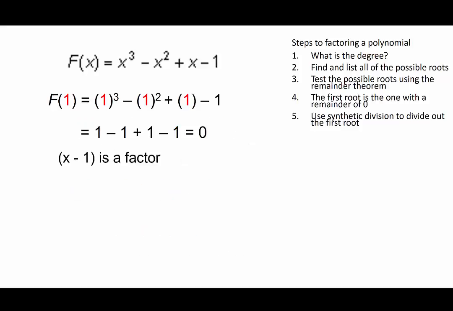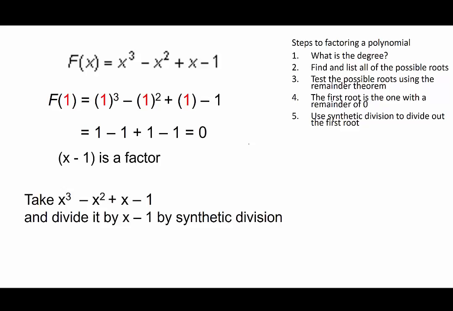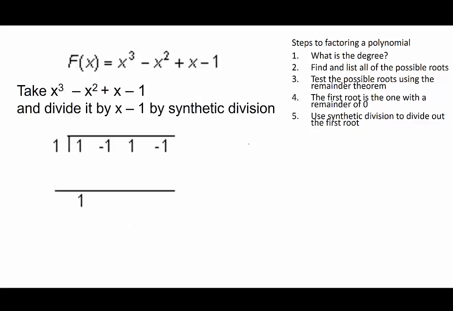Next step, use synthetic division to divide out the first root. We're going to take our polynomial and divide it by x minus 1 using synthetic division. Step 1, bring the 1 down, multiply, add down. We knew this was a factor, and this confirmed it because we got a remainder 0.